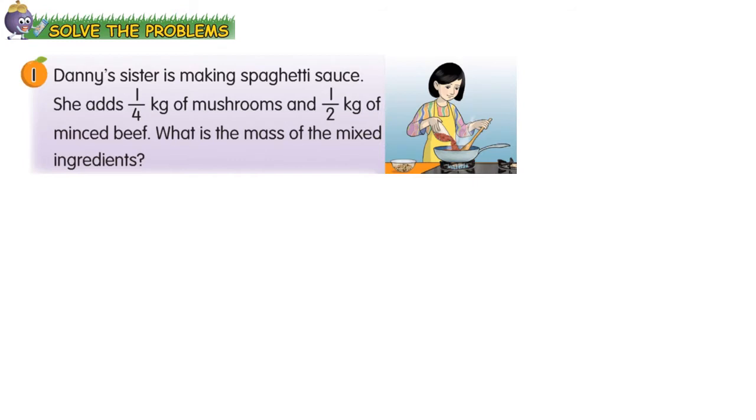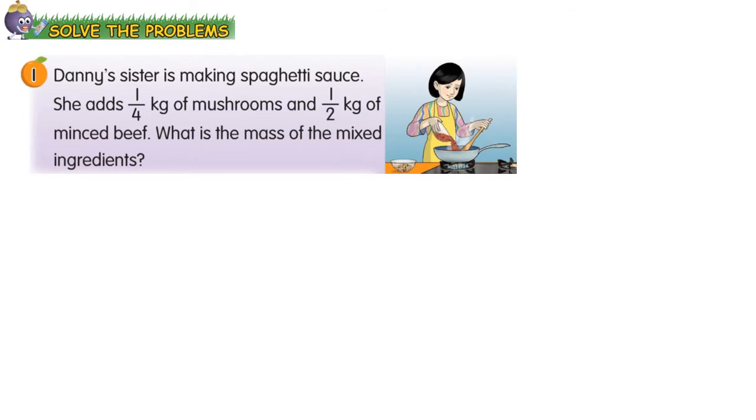Okay, let's look at the first example here. Danny's sister is making spaghetti sauce. She adds 1/4 kilogram of mushroom and 1/2 kilogram of minced beef. What is the mass of the mixed ingredients?